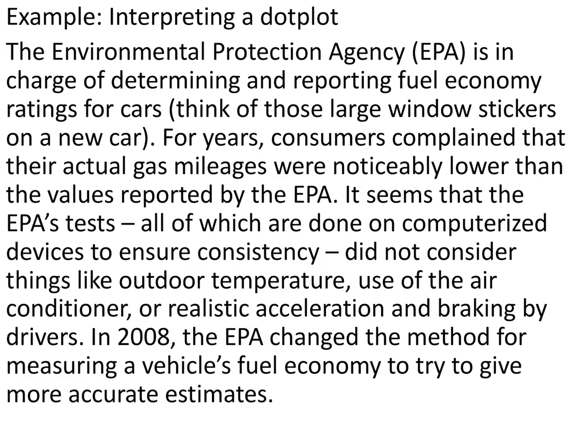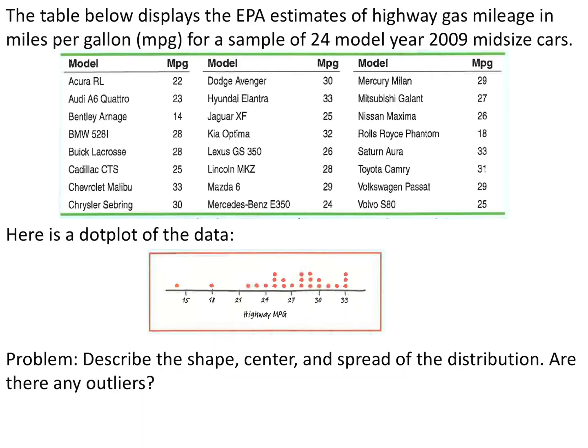It seems that the EPA tests, all of which are done on computerized devices to ensure consistency, did not consider things like outdoor temperature, use of air conditioning, or realistic acceleration and braking for driving. In 2008, the EPA changed the method for measuring a vehicle's fuel economy to try to give more accurate estimations.